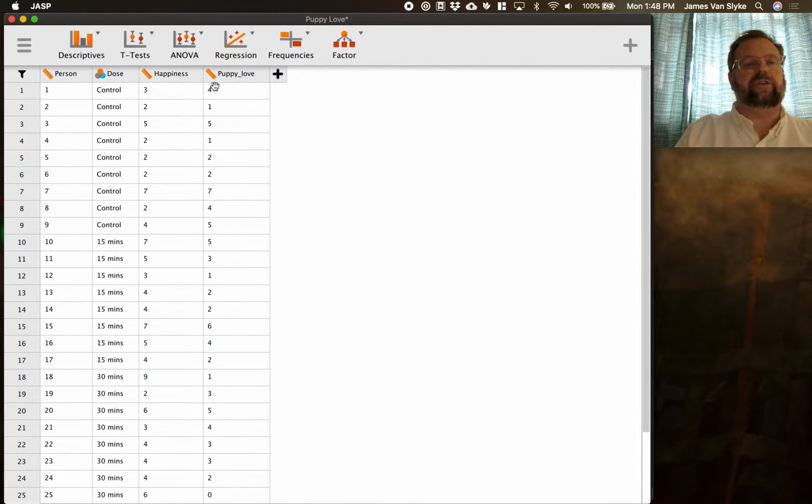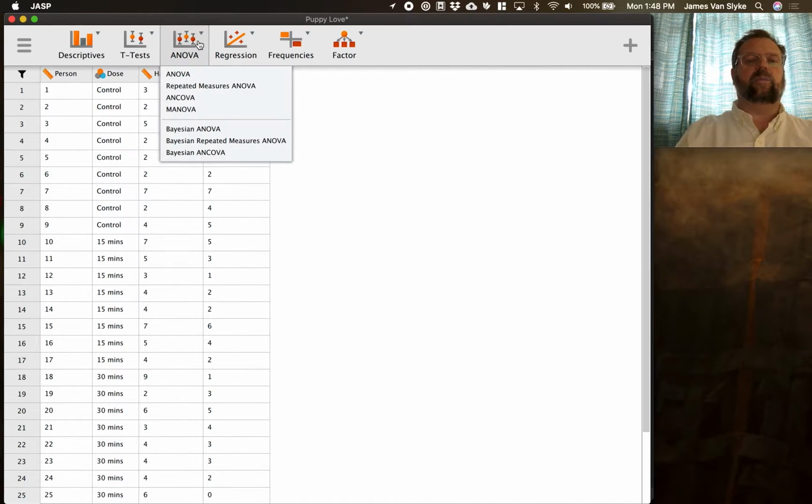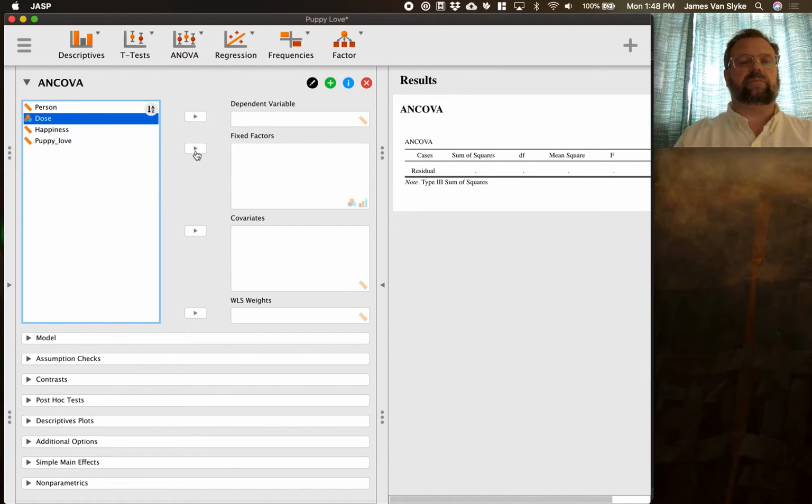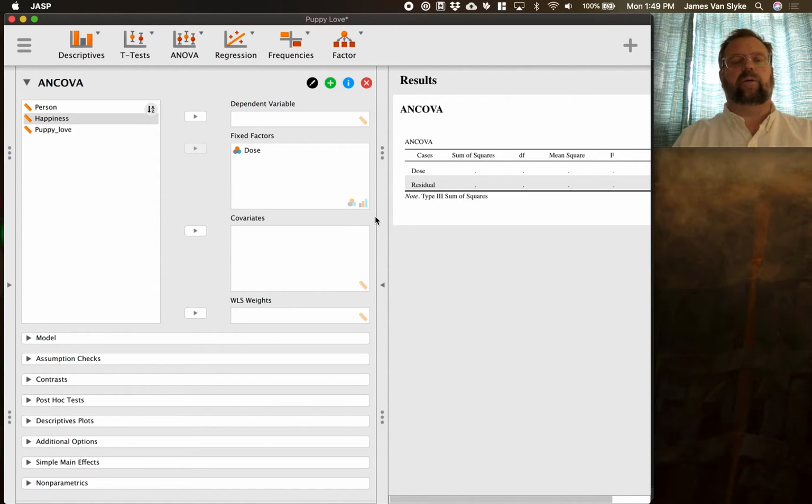The covariate, if you'll notice, will always be a scale variable. It's that scale variable that we're going to take into account when looking at the relationship between these two variables. So to begin with, let's just do a normal ANOVA to see what kind of results we get when we don't account for puppy love. So we'll take dose. That's going to be our fixed factor, meaning how much puppy therapy each person received.